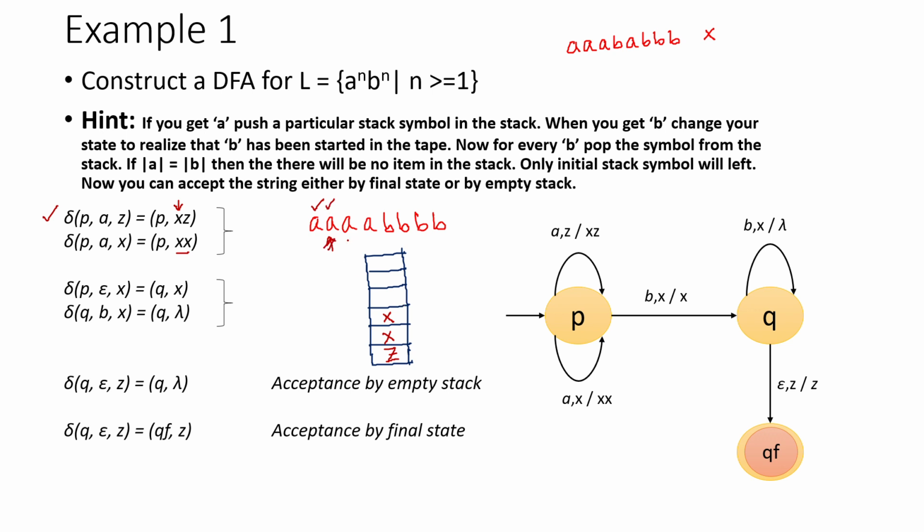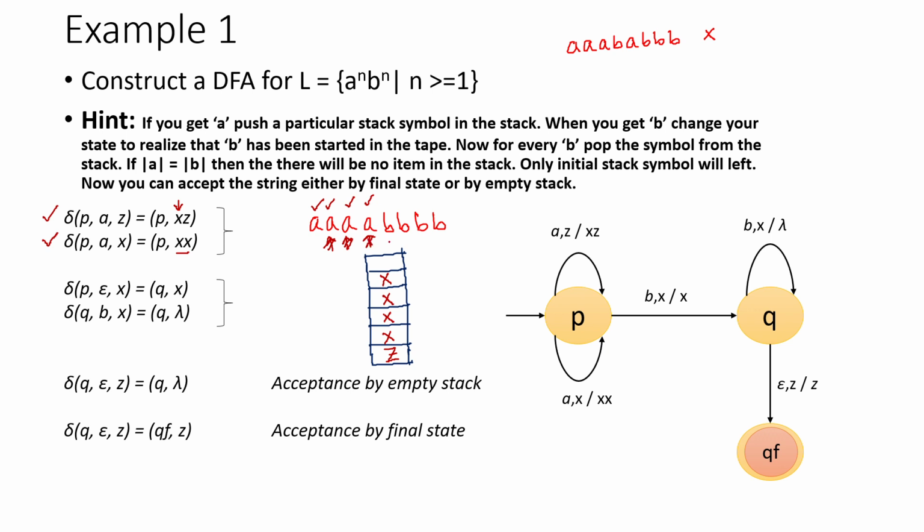Now what will happen? Now see, whatever number of A's I have over here doesn't matter. This particular transition function will be repeatedly used, because again the same situation: you are in state P, you can read a symbol A, and the top of the stack is X, so you will keep on in the same state and push X, done. Now this character, again same situation, push X, done.